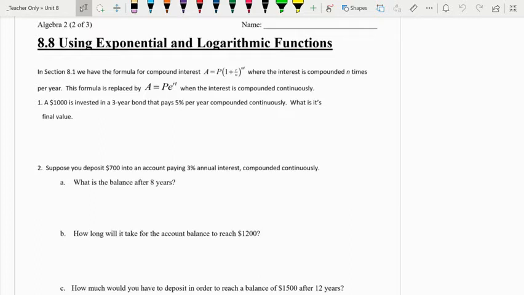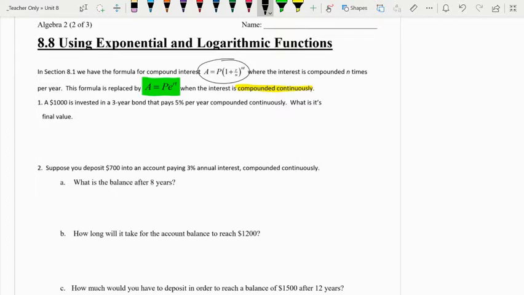There's going to be a new formula, and this is the last formula that you need to know. A equals Pert, P e to the rt. This is when interest is compounded continuously. This formula is only used when you see or hear those words, compounded continuously. If it's compounded any other number of times, you would go back to our original formula.